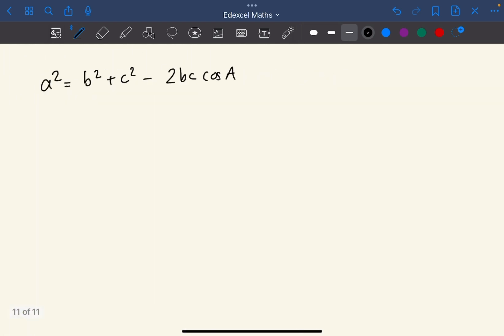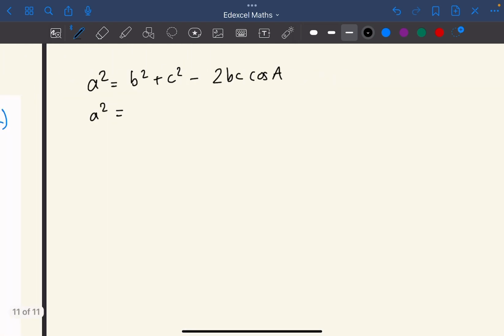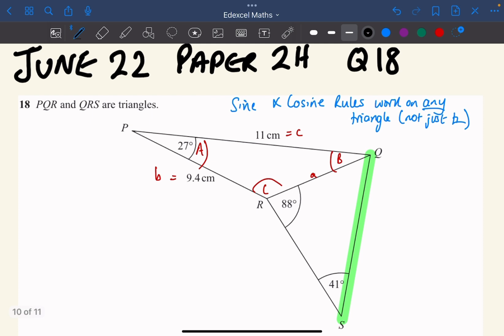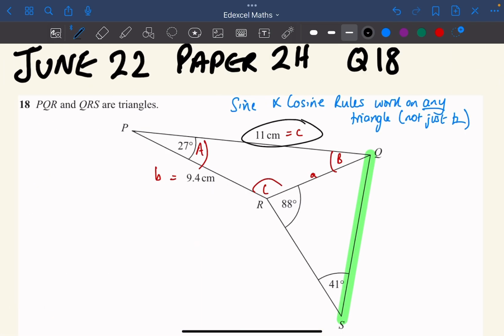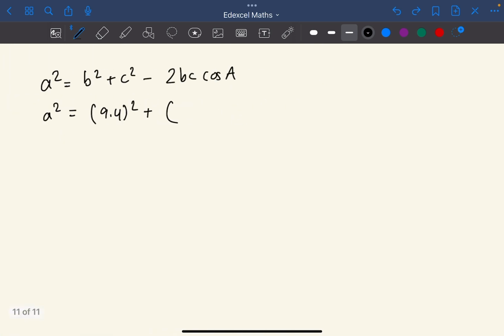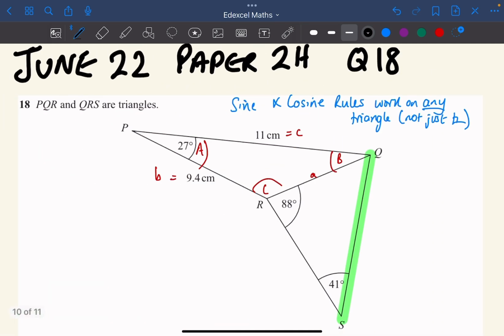A squared is this, in this case, we're just leaving it as A squared. B is equal to 9.4, C is equal to 11, minus 2 times 9.4 times 11 times cos A. What's the angle A? A is equal to 27. See that here.